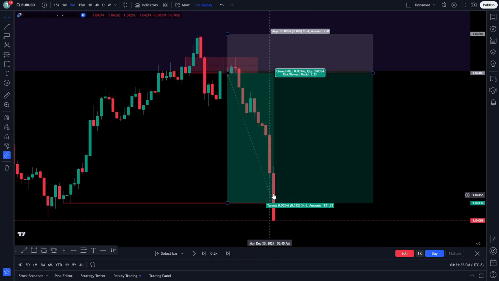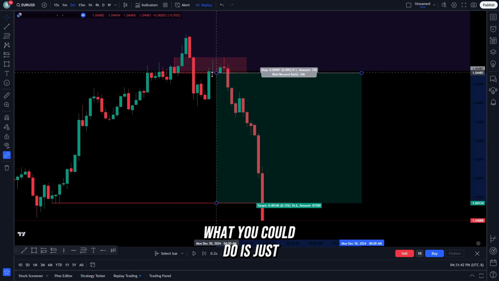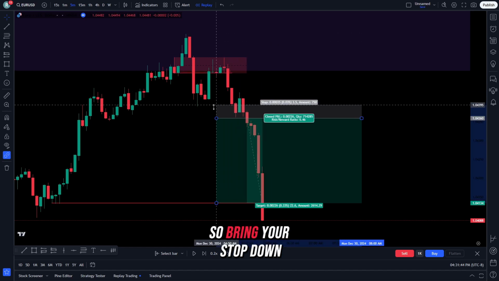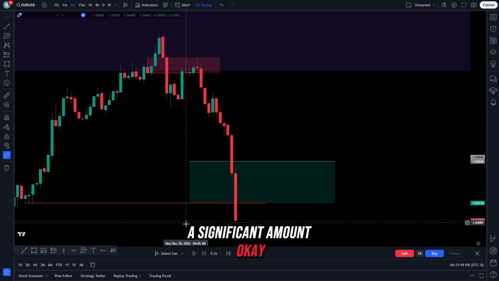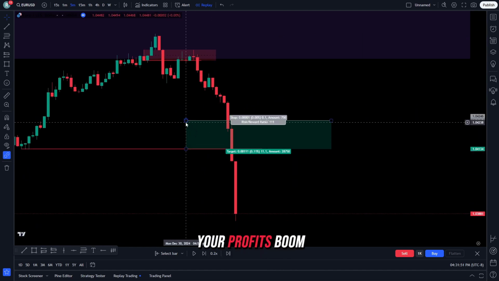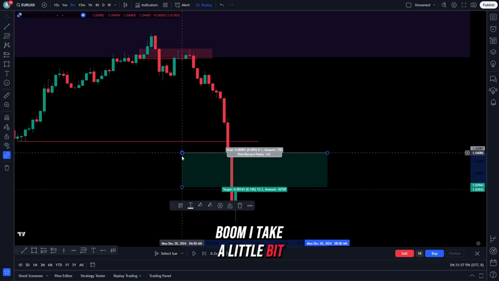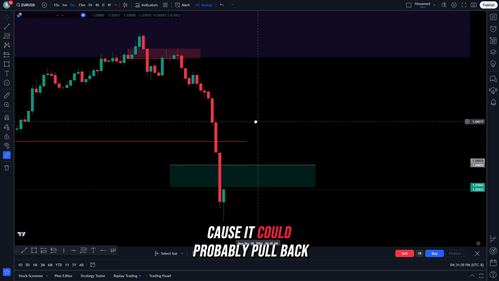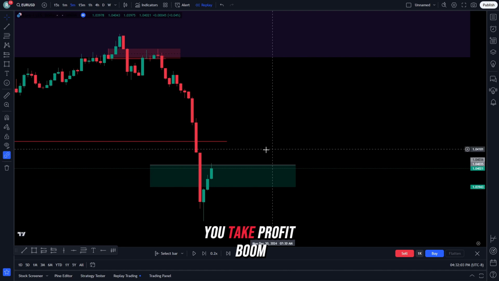Look at that. Actually, when price hits that target, guys, what you can do is just trail your stop. So bring your stop down a significant amount, and then you can just trail your profits. Boom. I'm going to take a little bit more profit, just a little bit, because it could probably pull back here. Let's go and see what happens. Boom. Right there, you take profit.